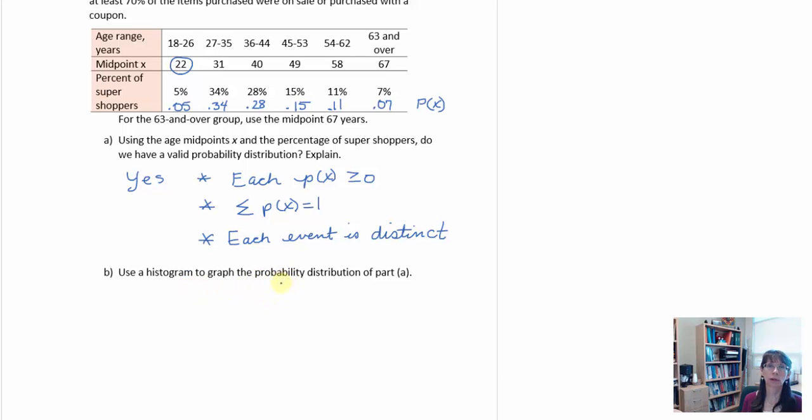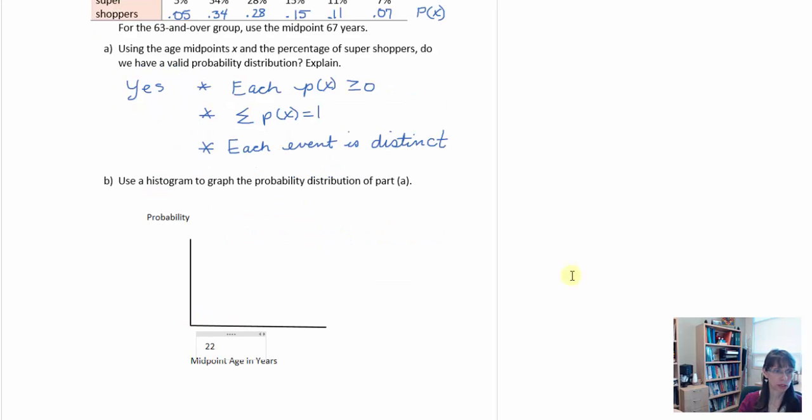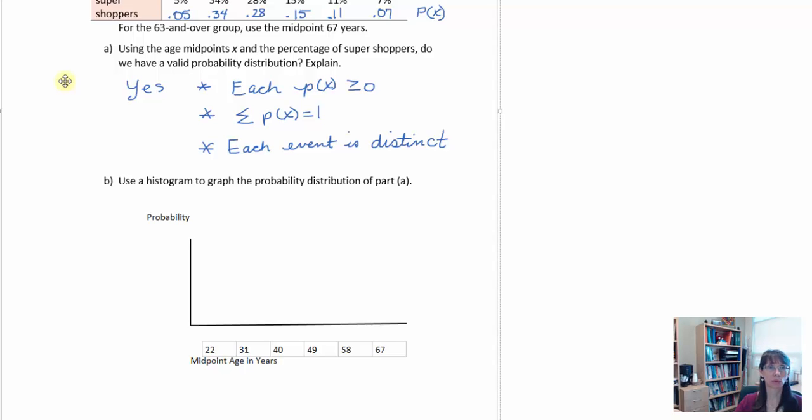So the probabilities will be the vertical axis, and the midpoint age in years will be the horizontal axis. The midpoint ages we have are 22, 31, 40, 49, 58, and 67. Looking at the values for probability, we have from 0.05 up to 0.34. So maybe a scale in tenths would accommodate all of our numbers. So now that we have our scale, we're ready to draw the bars.